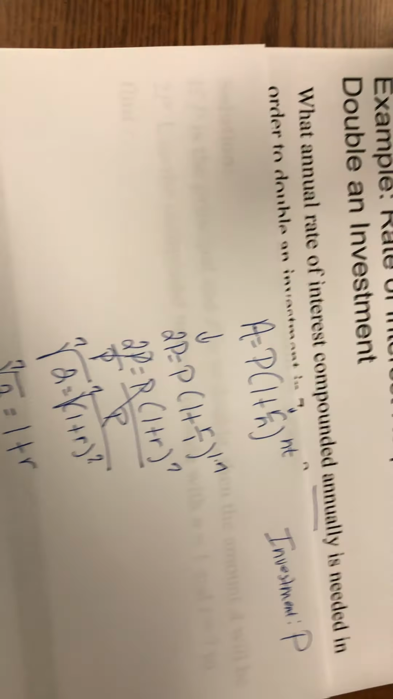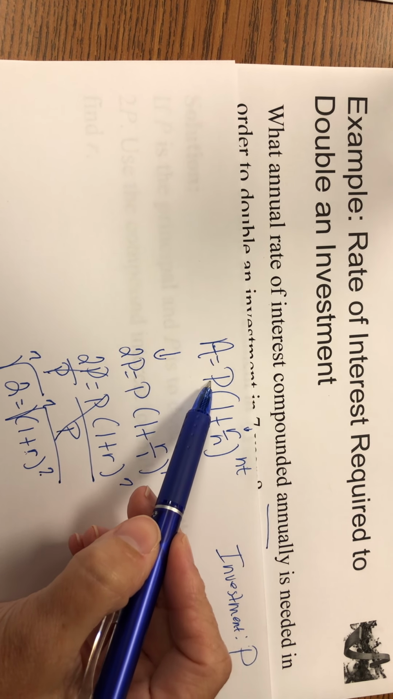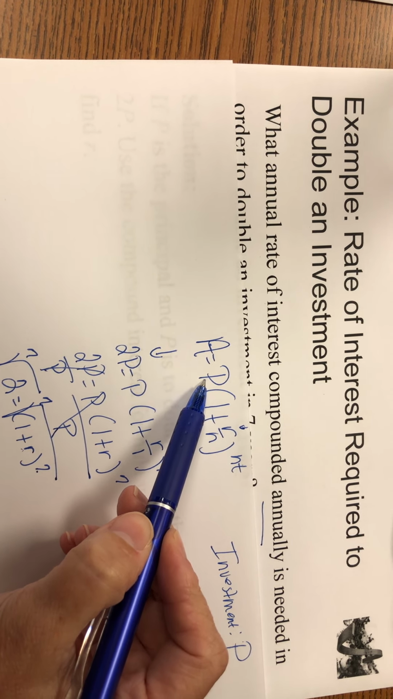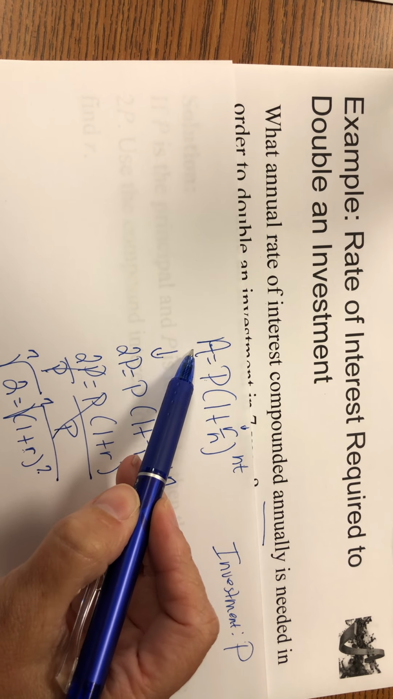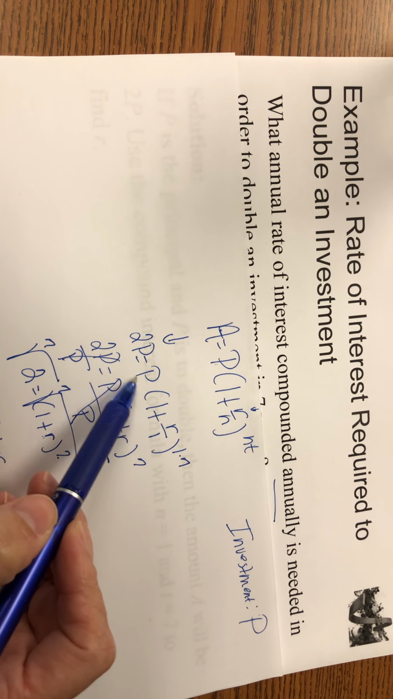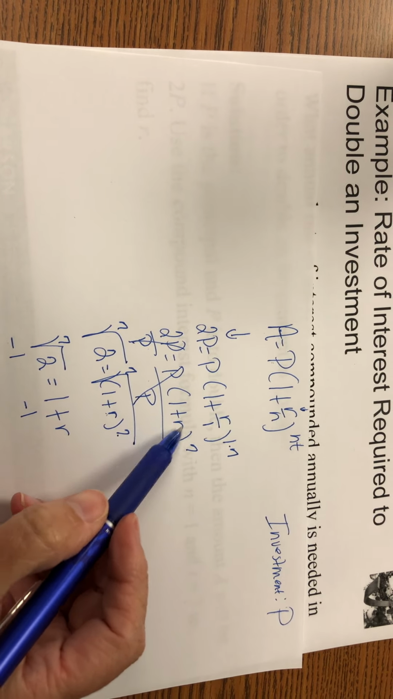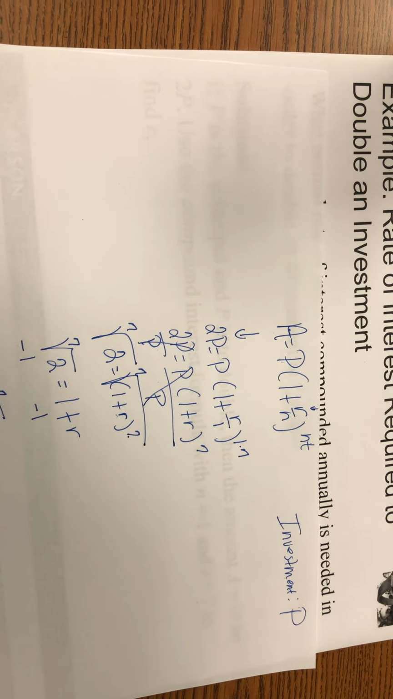And I found that by knowing if I'm going to double my investment, that means I'm going to have double the principal when I'm finished. So I replaced A, which is my finished amount, with 2P. And then I was able to divide away the P's. And once I did that, that only left me with my variable R, which I was able to get rid of.